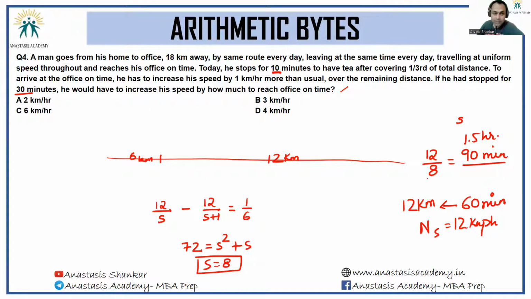So how much does he have to increase his speed by? From his normal speed of 8, he has to increase his speed to 12. So the increase has to be 4 km/h.